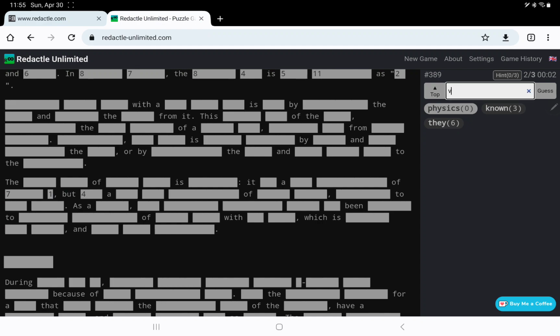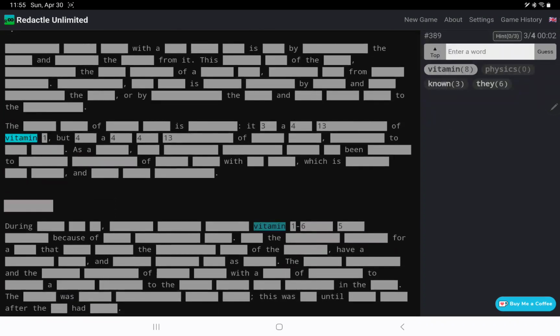That might, oh, I wonder if that could be vitamin something. It is, all right. 3, a 4, 13 of vitamin something, but something of something. Oh, and then we have vitamin 1-6. I can think of there's some with a small number like B12, isn't that a vitamin? But what would be 1-6 characters? Oh, during World War II. Interesting.